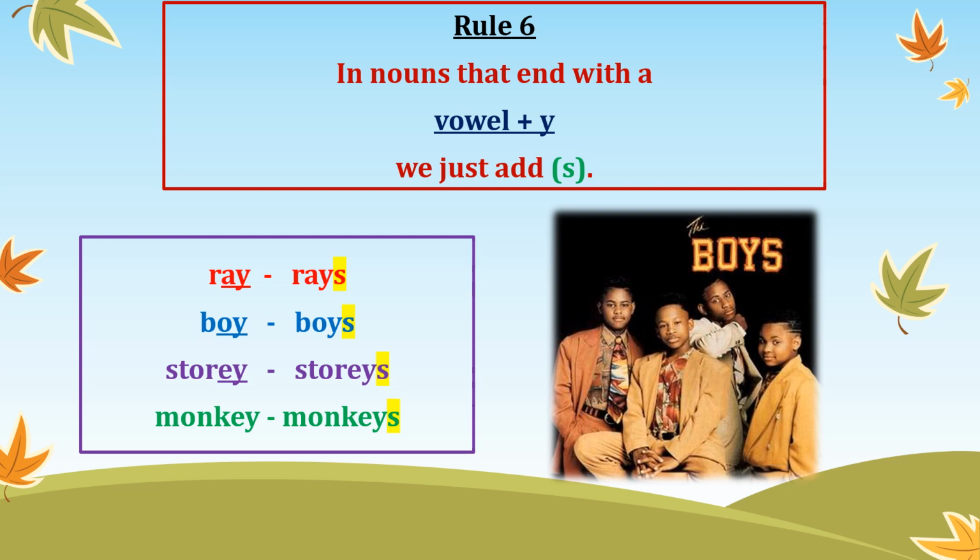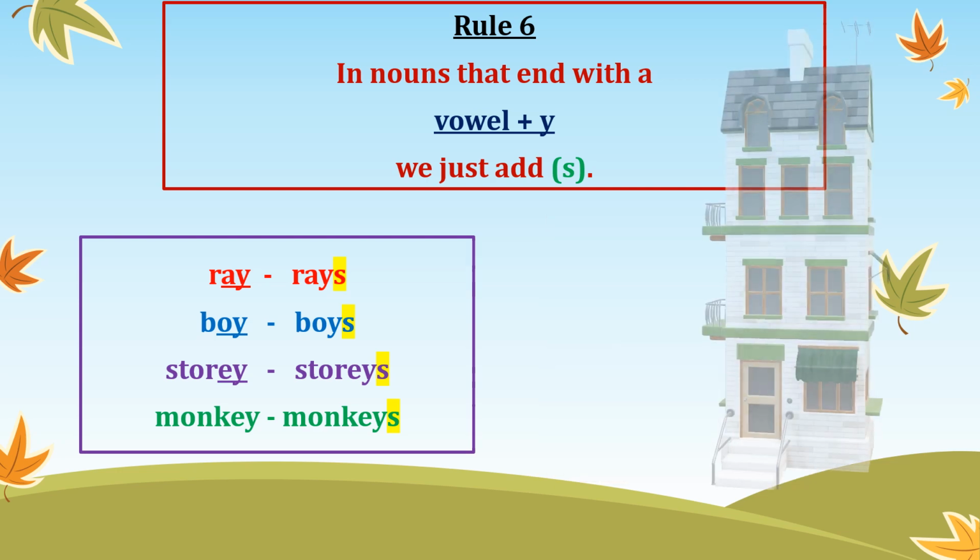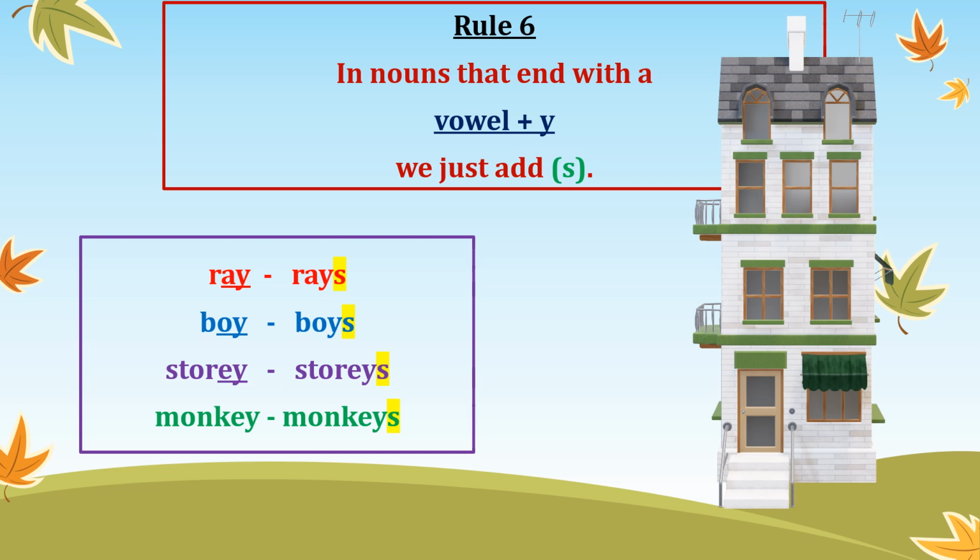The next one here is story. But you know what? This story is not the story that you have in your books. This is the story of a building. Look at the picture. Yes. And this word is again ending with a vowel and then Y. So that means Y will not get cut. All you need to do is to write S. So story will become stories.